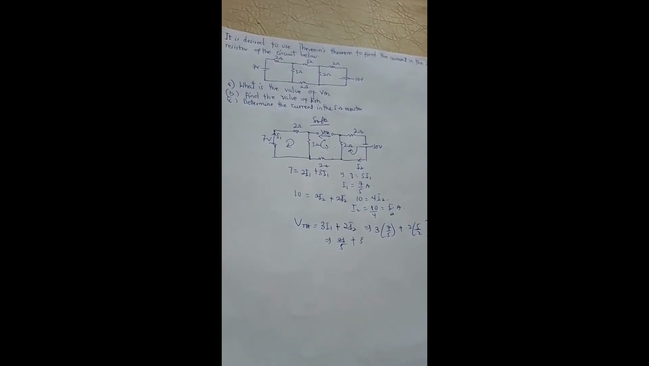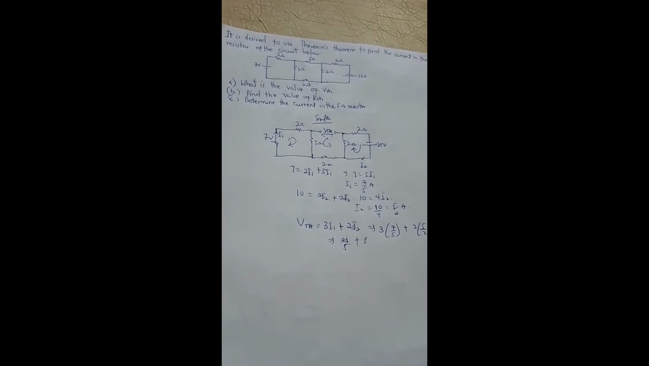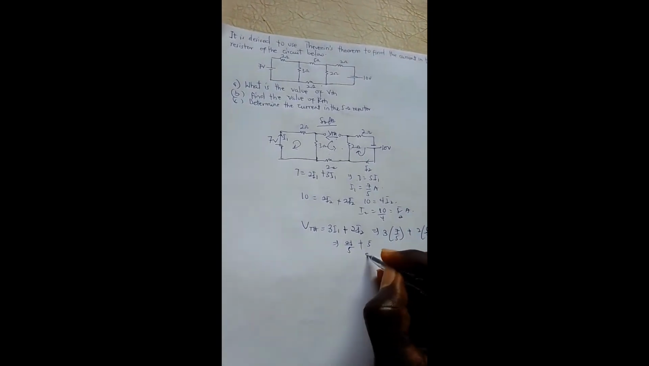So what will I be getting? 21 on 5 plus 5, and that's giving me 9.2 volts. So my Thevenin's voltage, or the open circuit voltage, is going to be 9.2 volts.